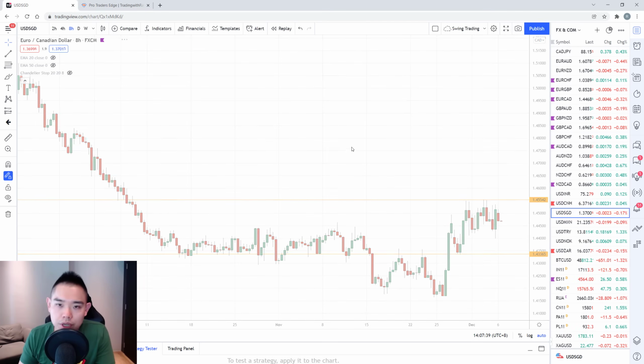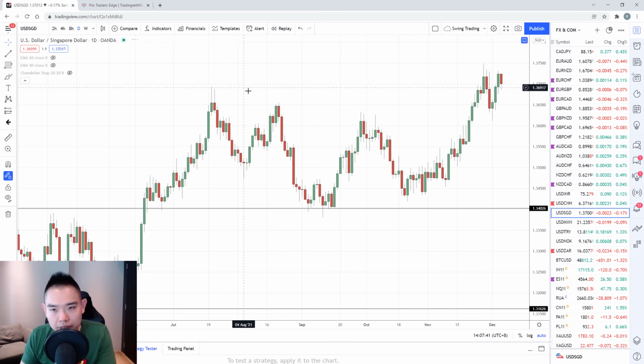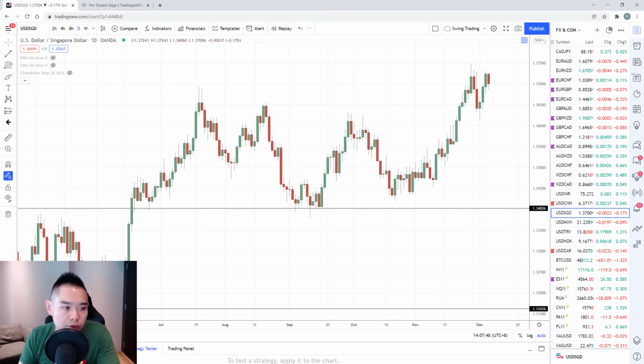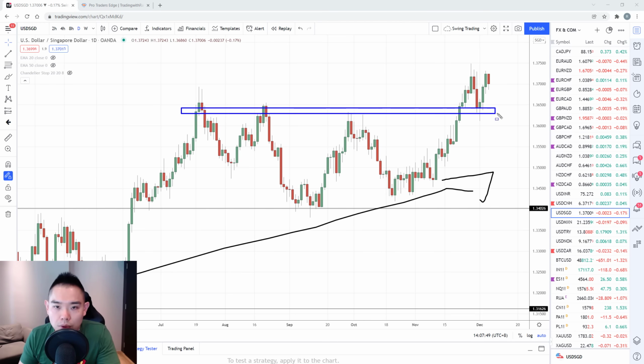So another thing to share is the US dollar against the Singapore dollar. This is a trade that I missed, but the thought process is worth sharing because it's the same concepts that I've been sharing over and over again. If you look at the US dollar against the Singapore dollar, you can see that overall this market is in an uptrend. Then it came towards this area of value at previous resistance, which could become support.